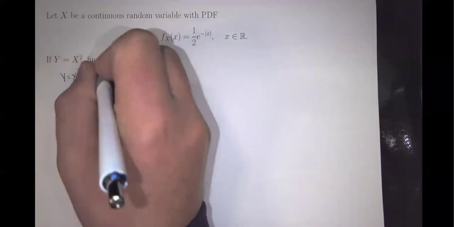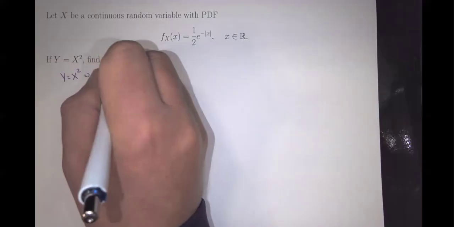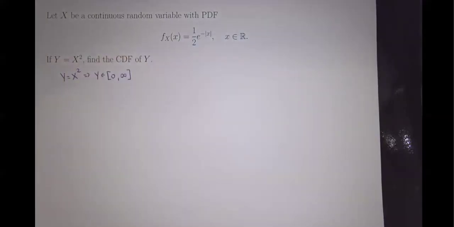Okay, so if y is equal to x squared, this tells us then that y is between 0 and infinity. Y is non-negative. So that's the first piece.